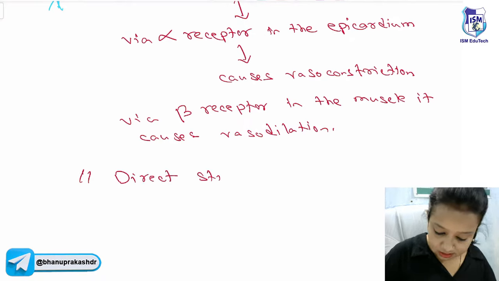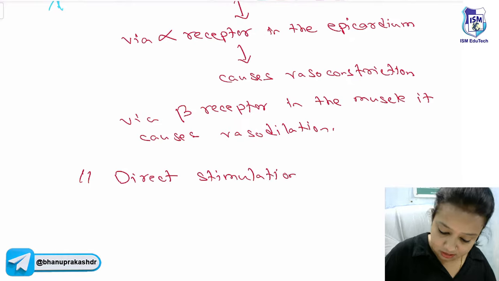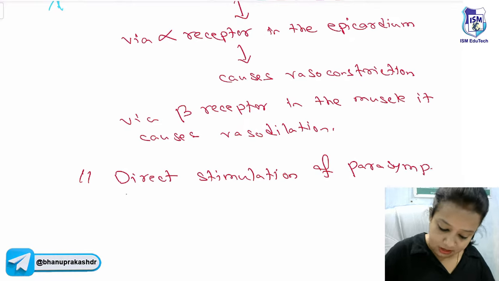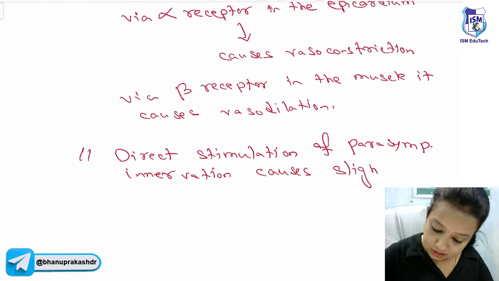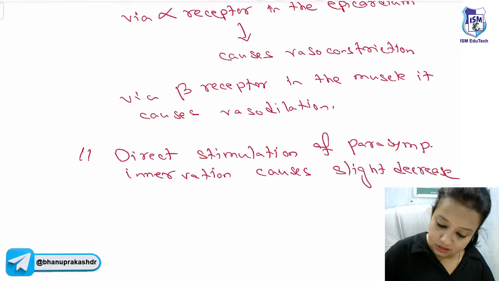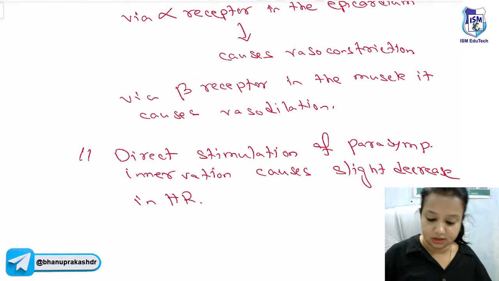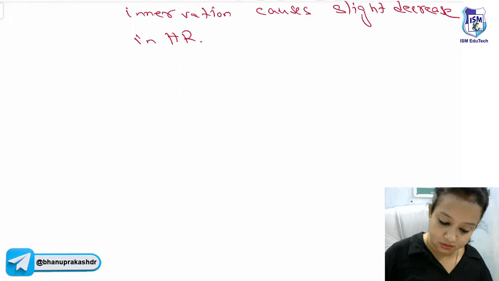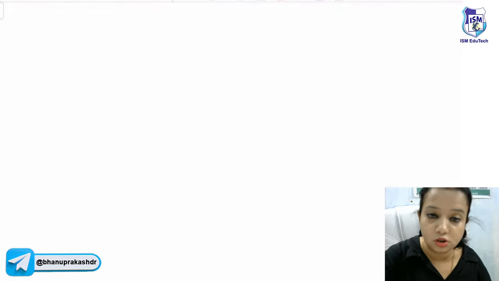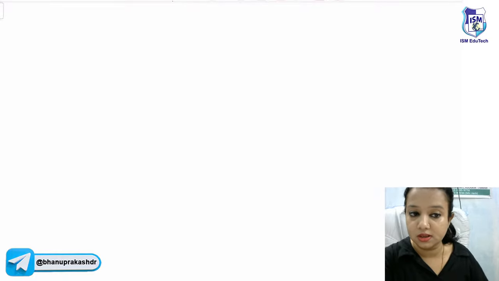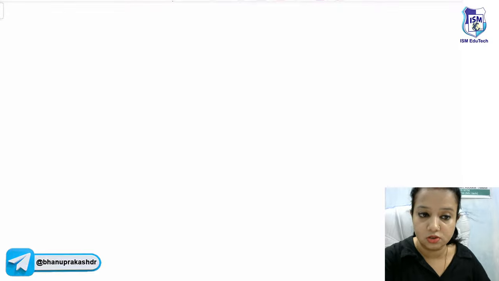Whereas direct stimulation of parasympathetic innervation causes a slight increase in the heart rate. Okay, these are the few observations that have been seen. So now we shall move on to the various physiological reflexes. I'll just take a 2-minute break, and I will be right back with the physiological reflexes, which are essential.